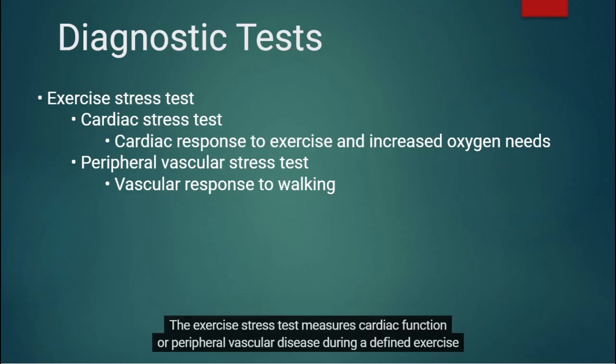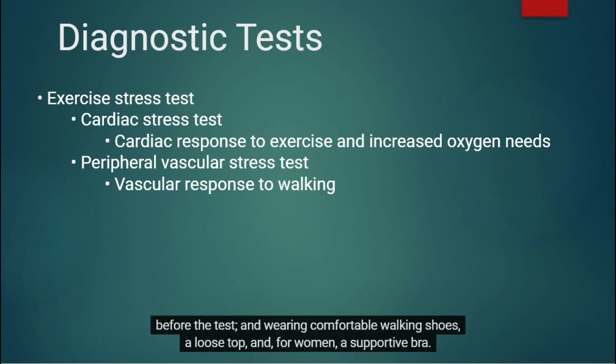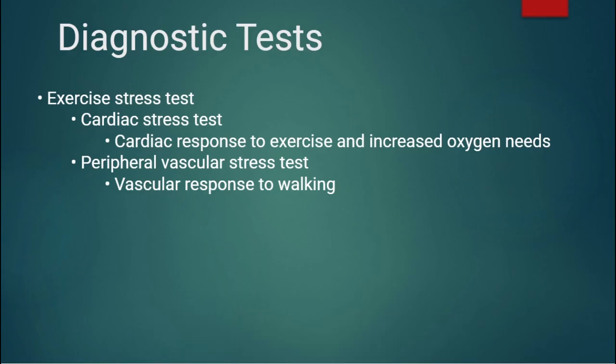The exercise stress test measures cardiac function or peripheral vascular disease during a defined exercise protocol. If the patient is unable to exercise, a coronary vasodilator such as adenosine or dipyridamole can be given to increase blood flow in healthy vessels and show unhealthy areas with reduced blood flow. Test instructions include an explanation of the test, not smoking, eating, or drinking for 2 to 4 hours before the test, and wearing comfortable walking shoes, a loose top, and for women, a supportive bra.